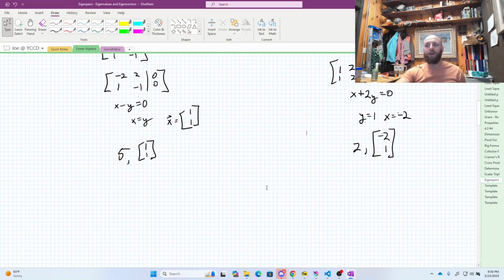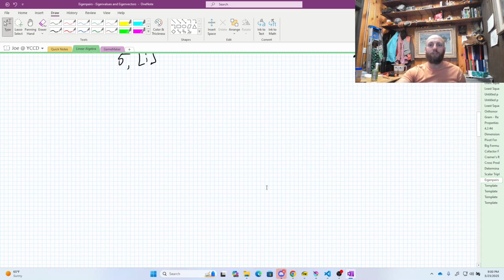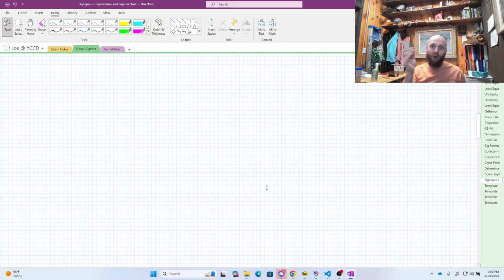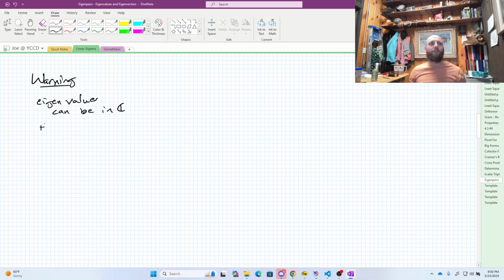Okay. Last couple things on this. There are some matrices that don't have eigenvalues or that don't have real eigenvalues. Okay, I lied. There are matrices that have eigenvalues that are complex, and there are matrices that don't have enough eigenvectors. So I'm just going to put that down here as a warning, right? Eigenvalues can be complex. They can also be repeated.